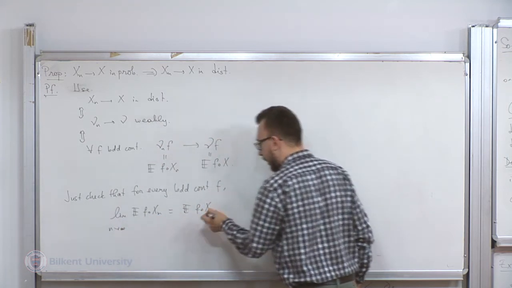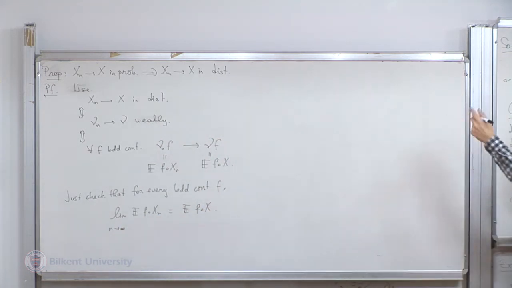And this you need to check by using the fact that Xn converges to X in probability, which implies f of Xn converges to f of X in probability, because we have a calculus rule for convergence in probability, right? If you have convergence in probability for a sequence, apply a continuous function to everything, then you still have convergence in probability.